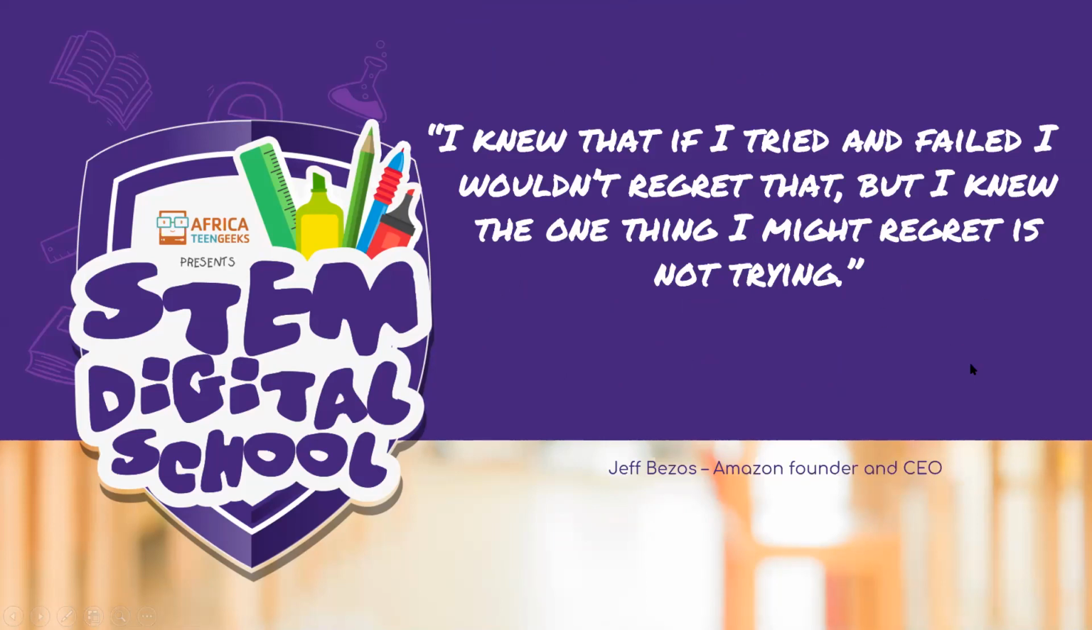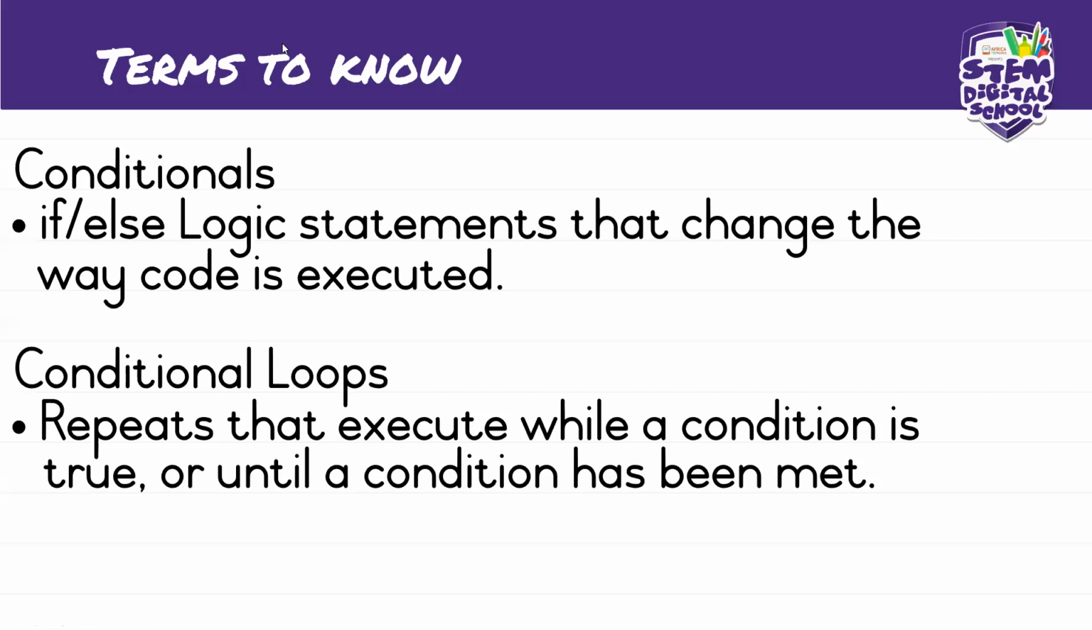Really do. Okay. Right. So here we have conditionals, if-else logic statements that change the way that the code is executed. Conditional loops. These are repeats that execute while a condition is true or until a condition has been met. So there are two different ones. So up until now, oh no, we are still actually using these while loops. So while a condition is true, the repeat will happen.